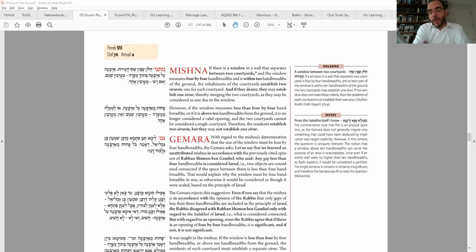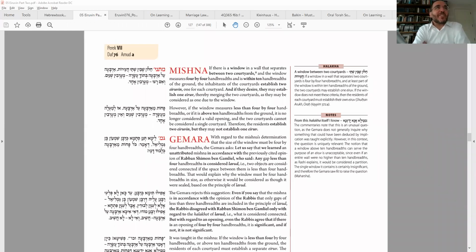And when you have a window within a wall, is that considered a separation in order to make two Eruvin? But if there is a window, can you make one Eruv out of the two? And so the definition and size of that window. And so we'll get into some geometry today. So you might want to take out a pen and paper so you could draw and calculate.